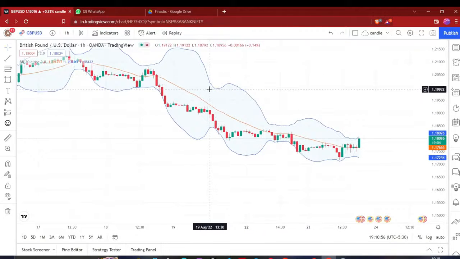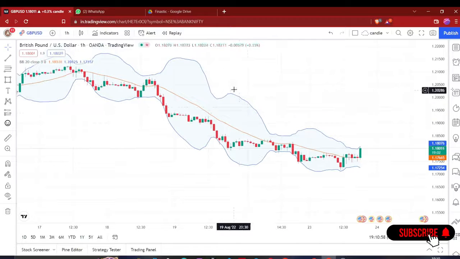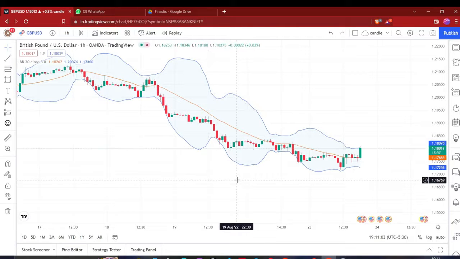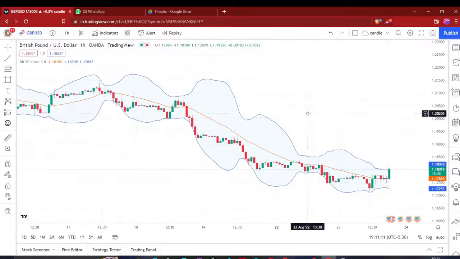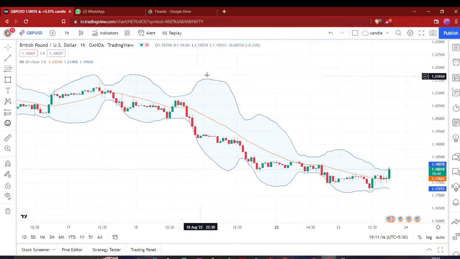So the Bollinger Band refers to nothing but the bands. The band at the top and the band at the bottom. It is basically a price channel on the chart to represent volatility range. Now let us break down the indicator. The two bands, one at the top, one at the bottom, the blue color bands are nothing but standard deviations. And the orange line in between is a 20 simple moving average.